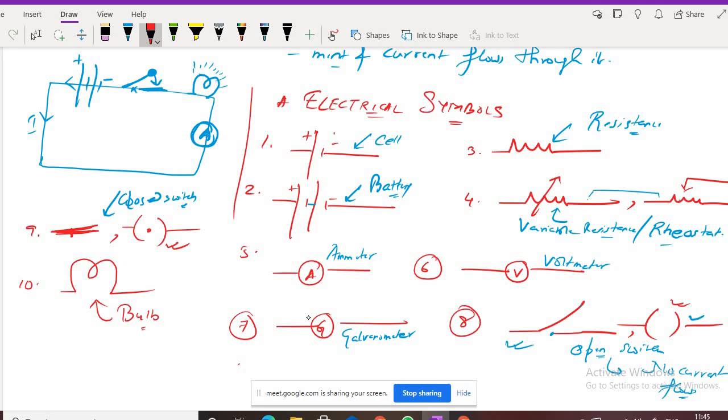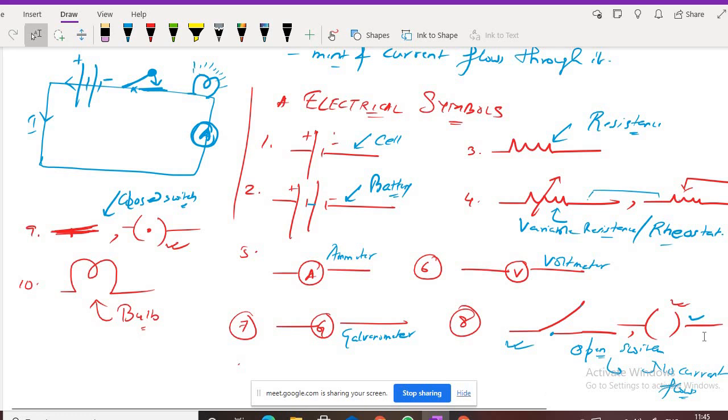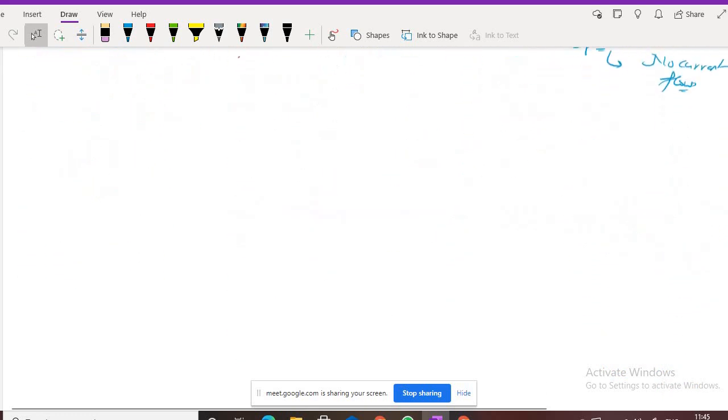So have you understood what the different symbols are and what they mean? Is this clear to you? Yes, sir. Absolutely clear. Any problem? No, sir. That's good. If you have no problem, then that's fine.